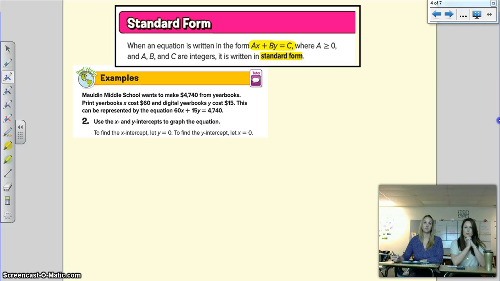It says Maudlin Middle School wants to make $4,740 from yearbooks. Print yearbooks are X. So let's write that down somewhere. We know that yearbooks is X, and it costs $60. Digital yearbooks are Y, and they cost $15.